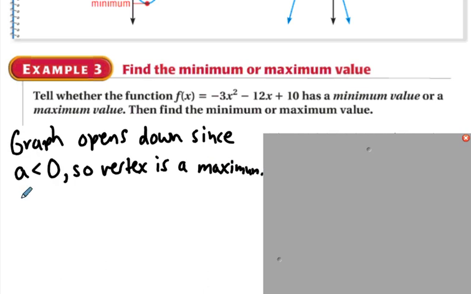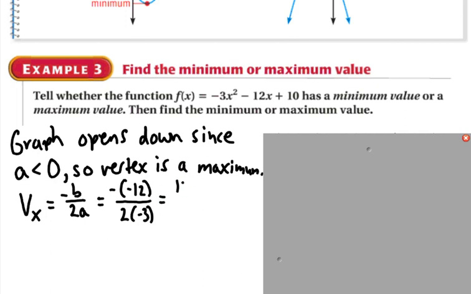Now we want to find it. So find the vertex. I know the vertex's x-coordinate is always at negative b over 2a, which in this case is going to be negative of a negative 12 all over 2 times a. A is negative 3, so that's going to give me negative of a negative up top is 12. Down below, 2 times negative 3 is negative 6. That leads me to be negative 2.